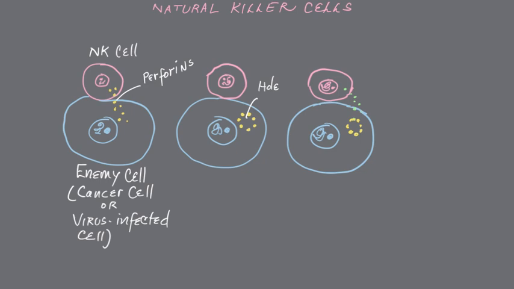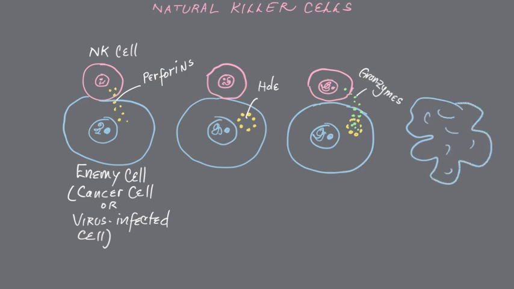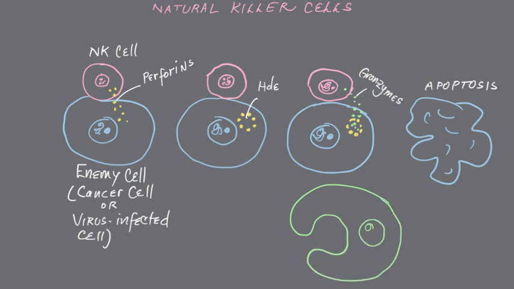The hole is then used by the NK cell to introduce enzymes. These enzymes are small and granular, and so they are called granzymes. These granzymes make the enemy cell undergo apoptosis, meaning it causes the enemy cell to commit suicide. Once the enemy cell is destroyed, it is then cleaned up by a macrophage, which carries out phagocytosis and clears the debris or remains of the destroyed enemy cell.